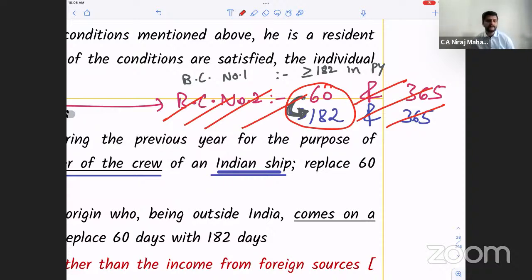Clear till here, all of you? So basically, you will not look only at basic condition number 2. It is as good as gone now. They're saying don't look at basic condition number 2. Just check whether he is in India for at least 182 days or not. Are you getting my point, everybody?